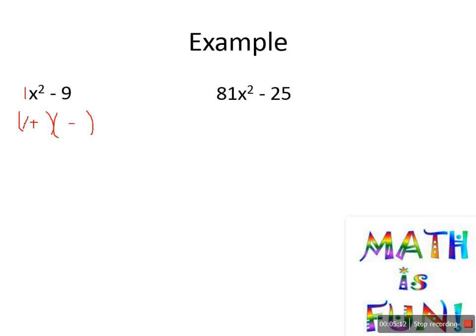Step 3, take the square root of the first, write those down, take the square root of the second, write those down. And then we could FOIL it out and check if we wanted to. So for this one: parentheses, one gets a plus, one gets a minus, the square root of the first term, the square root of the second term.